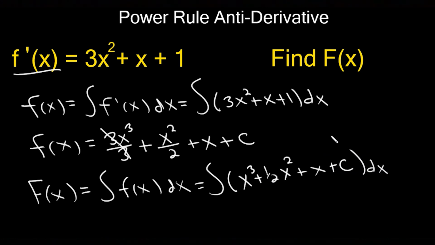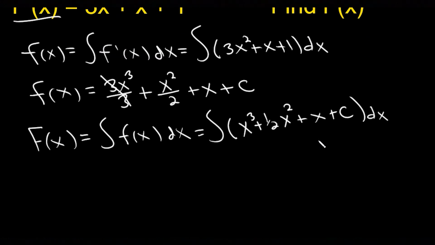So let's go ahead and do this. Now I'm going to scroll down a little bit, that way I have room. And let's go ahead and go for it. So capital F of x is going to be equal to, applying the power rule here, I have to add 1 and then divide by that number.